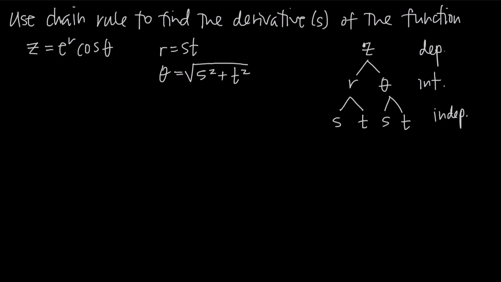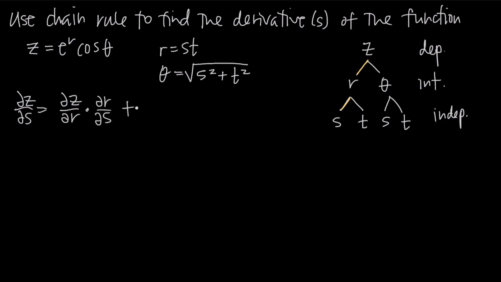We're going to say the partial derivative of z with respect to s. So the partial derivative of z with respect to the independent variable s. First, the partial derivative of z with respect to r here. Then we have to multiply that by the partial derivative of r with respect to s. We're taking partial derivatives each time because z is in terms of two variables, so we have to take a partial derivative. And now r is in terms of two variables, so we have to take a partial derivative.